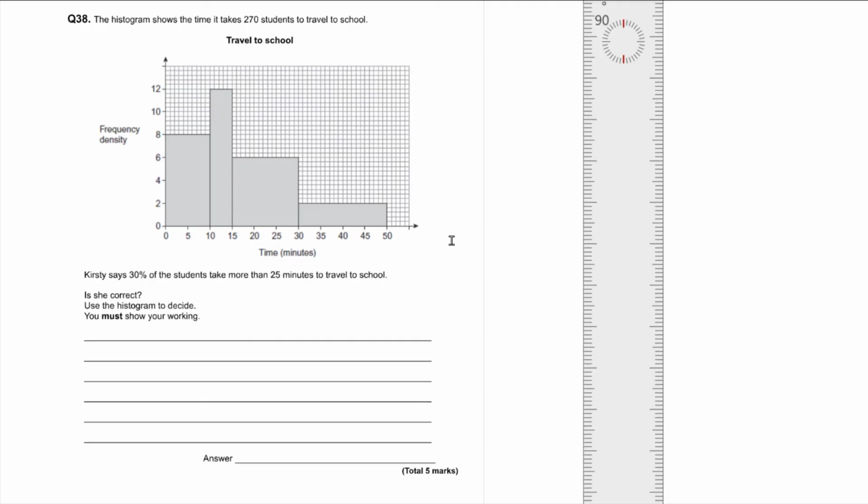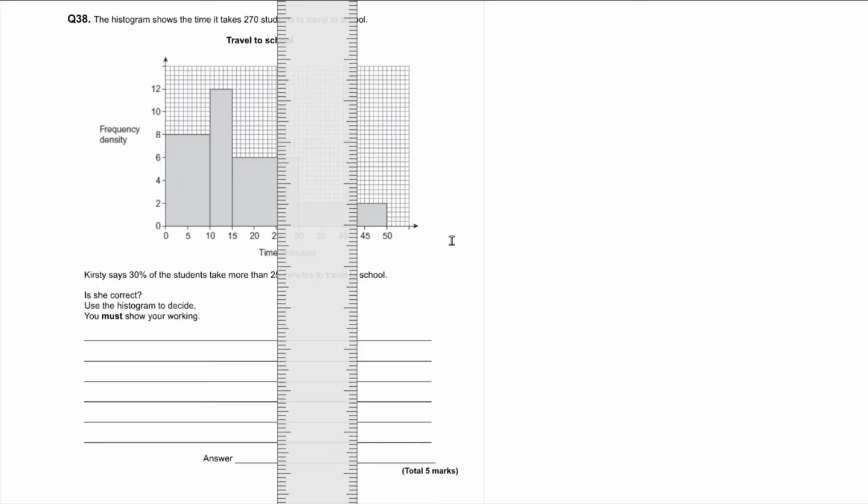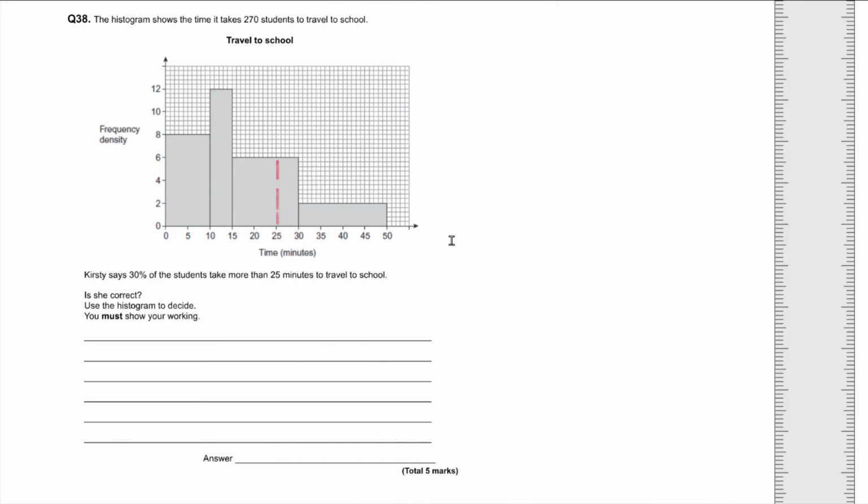Okay, so we're going to find 25 minutes on the graph and draw a line. It's a little bit like the first question, in that we're then going to have to work out the area of the bit to the right of that line, aren't we? So we need to find this area, this part of this bar, and then the area of this bar here, and then add it together. That should be the number of people who took 25 minutes or more to travel to school, and then we can work that out as a percentage of the total. Right, so the first bar has got a width of 5 and a height of, what's that, 6?